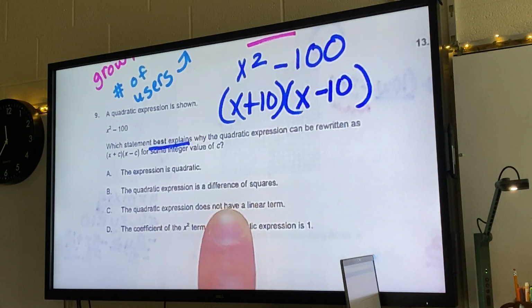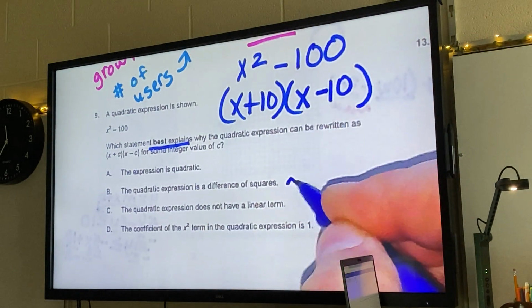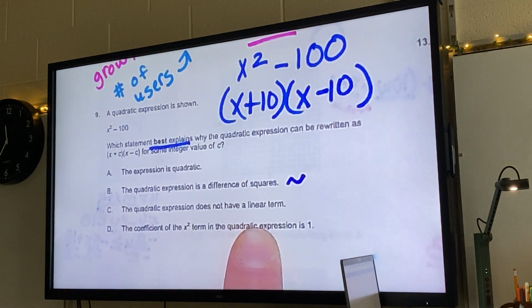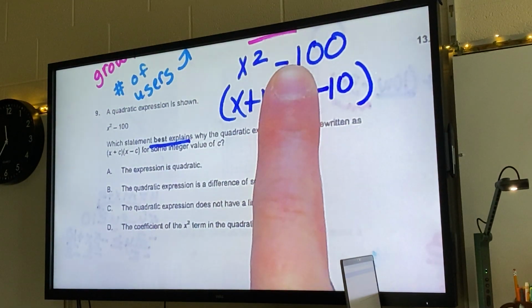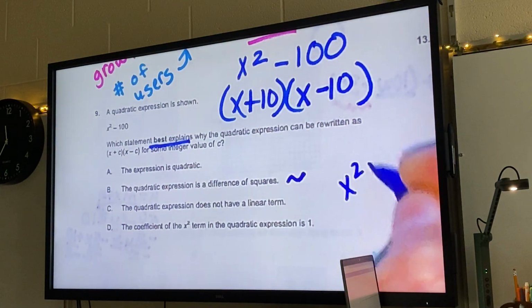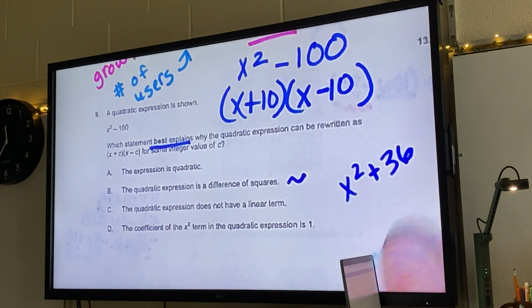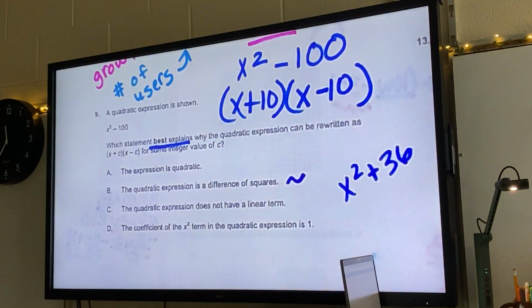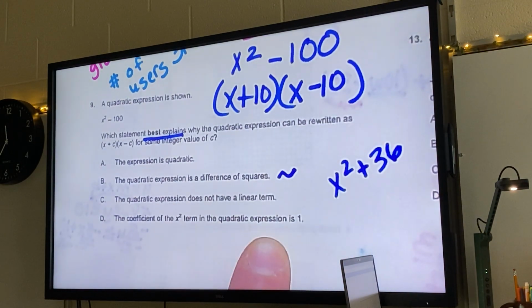Yeah, maybe that seems like the best answer. I'm gonna put a little mark, but we're gonna come back and just make sure there's nothing better underneath it. The quadratic expression does not have a linear term. It doesn't have a linear term, but neither does x squared plus 36, and I can't factor this like this. So that's a no. The coefficient is 1.